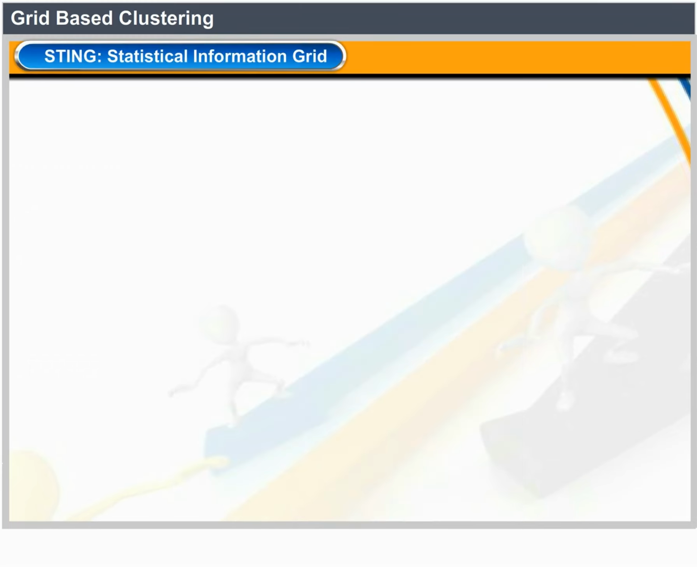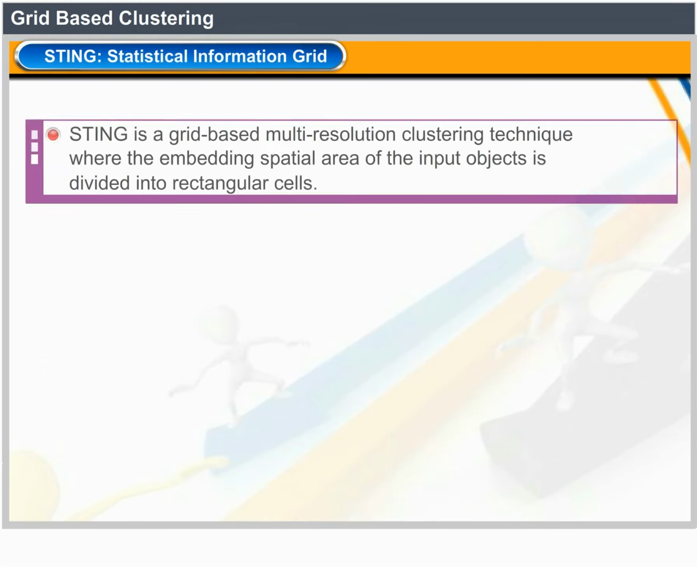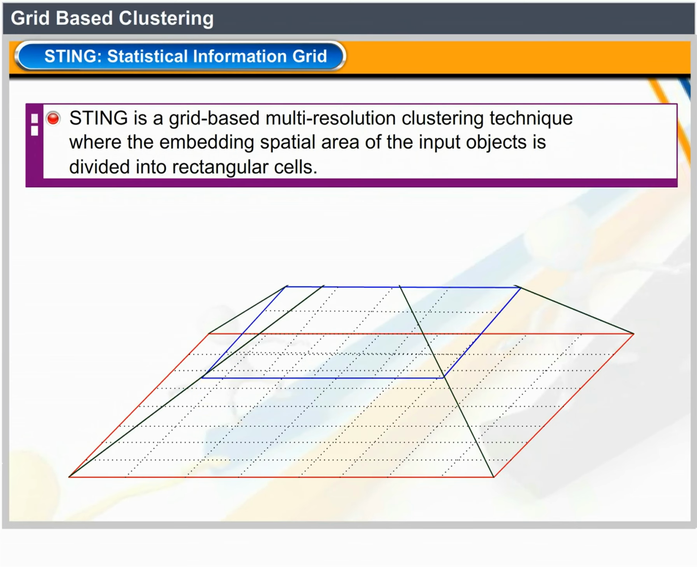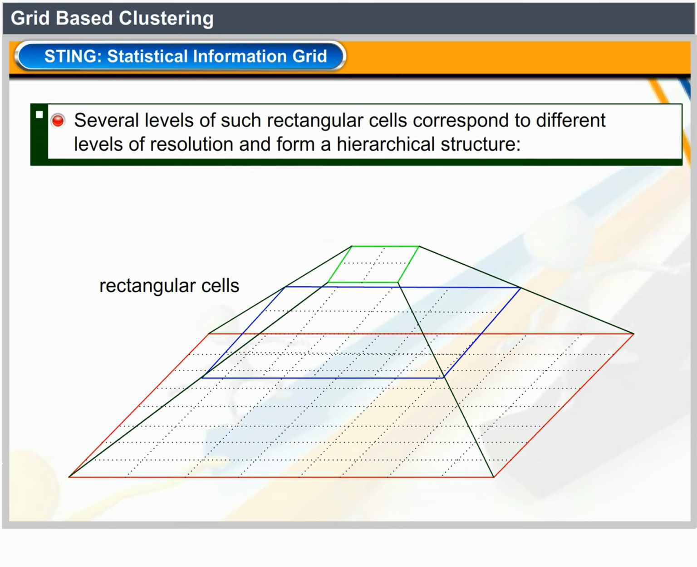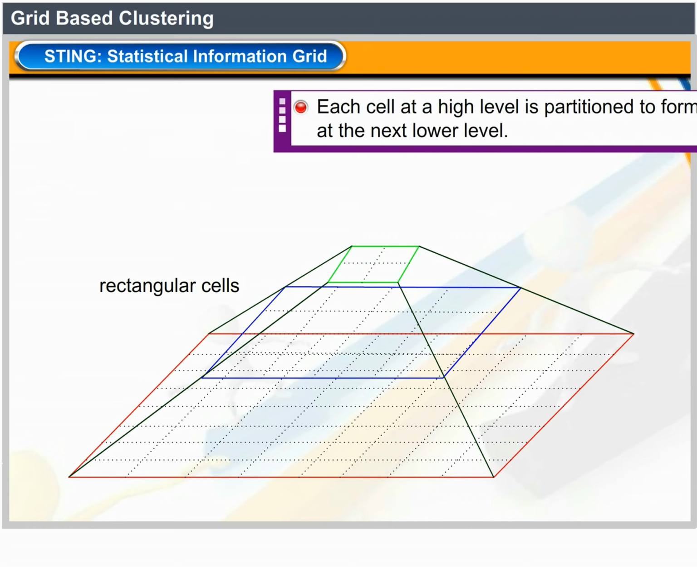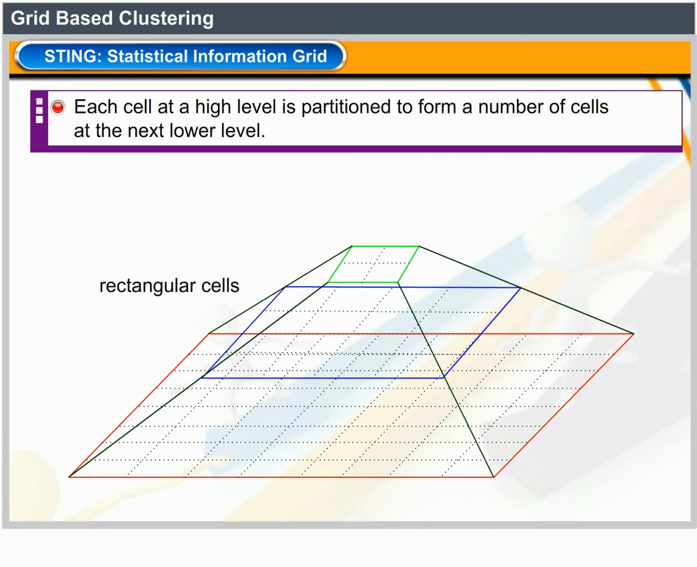STING, Statistical Information Grid. STING is a grid-based multi-resolution clustering technique in which the embedding spatial area of the input objects is divided into rectangular cells. The space can be divided in a hierarchical and recursive way. Several levels of such rectangular cells correspond to different levels of resolution and form a hierarchical structure. Each cell at a high level is partitioned to form a number of cells at the next lower level.